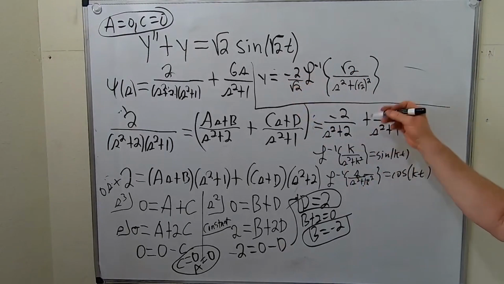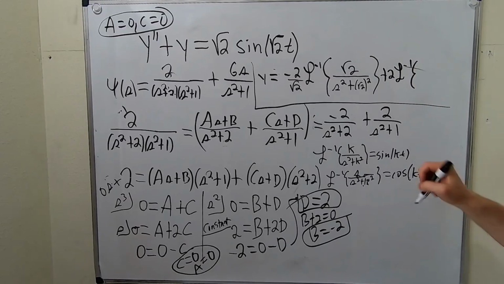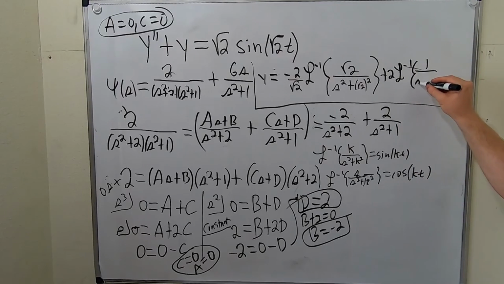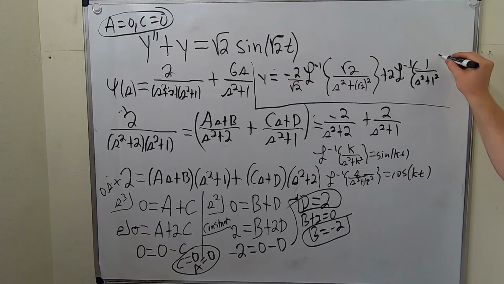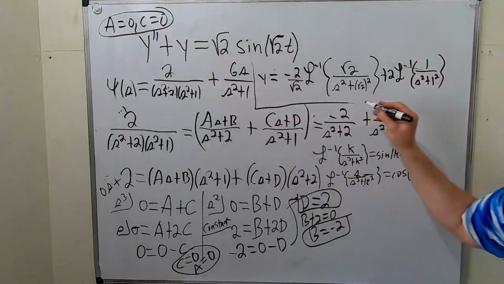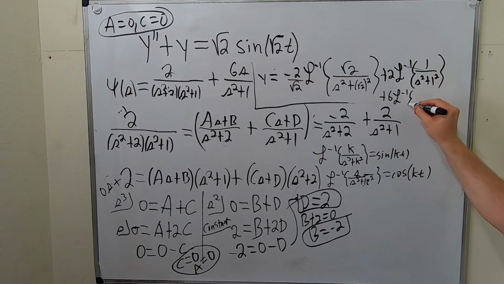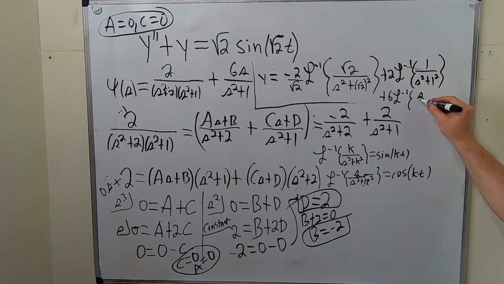And then here we pull out the 2, inverse Laplace. And then we have 1 over s squared plus 1 squared. So our k is 1 in this case. And then we have this piece here. So plus 6, inverse Laplace. I should have erased, sorry. This is s over s squared plus 1.